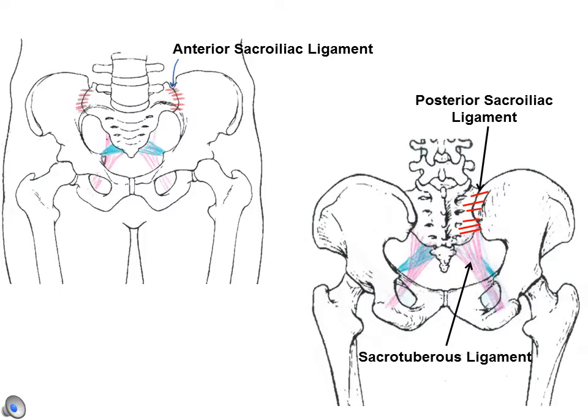Once these ligaments are drawn in, you will notice that they form foramen, the greater sciatic foramen and the lesser sciatic foramen. The greater sciatic foramen is formed by these ligaments and the greater sciatic notch of the ilium, whereas the lesser sciatic foramen is formed by these ligaments and the lesser sciatic notch of the ischium.